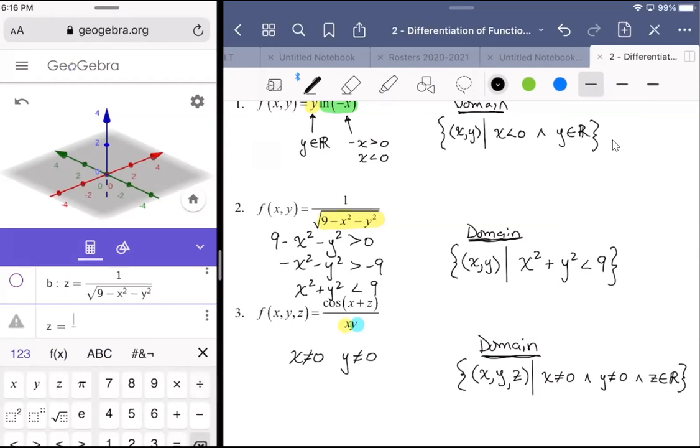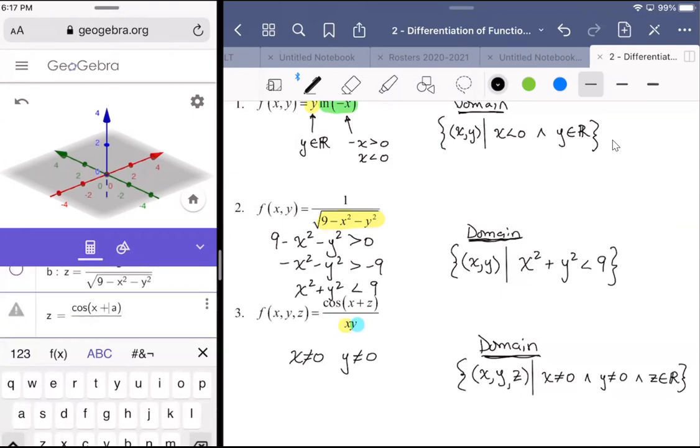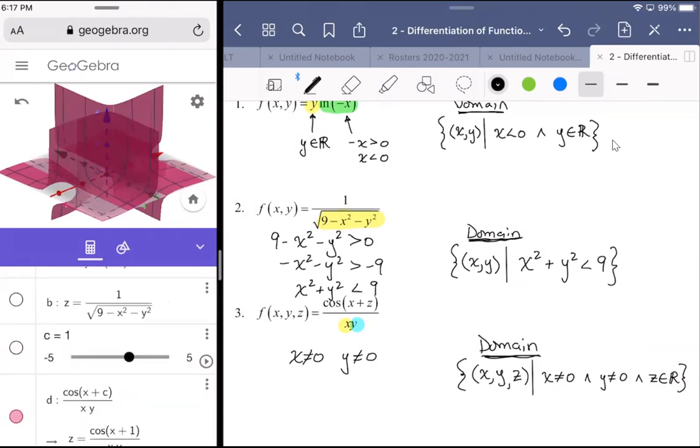So cosine. I'm going to put x plus a. Oh, wait. Sorry. We've already used a. I got to use a different constant. C for constant. And then xy on the bottom. So what that does is it gives me a slider because I used a constant value. Get rid of this. So it allows me to manipulate the value for C.